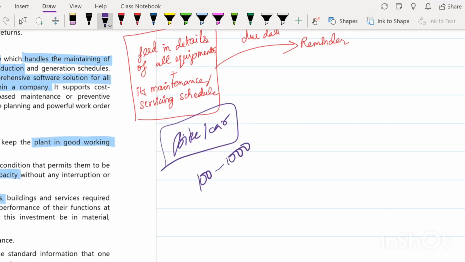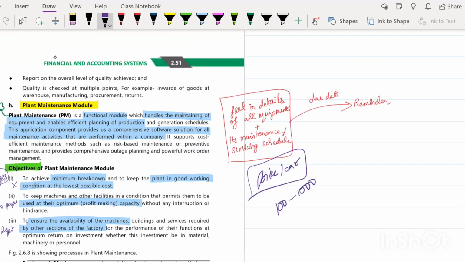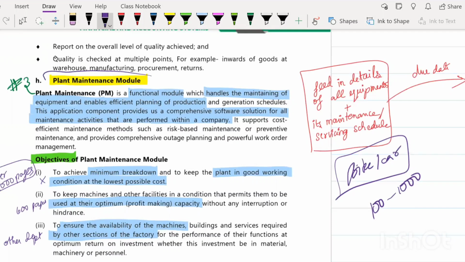So you will not remember which plant will require servicing at what time, and how much servicing or what servicing will it require, because there will be so many plants and machines in that manufacturing unit, correct? So to manage this issue, they brought in a module which is known as your plant maintenance module.